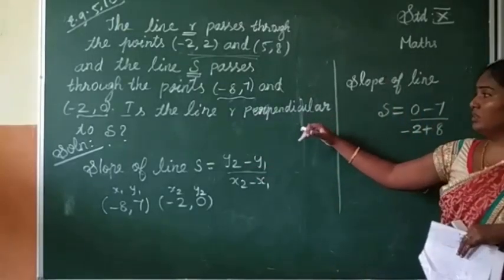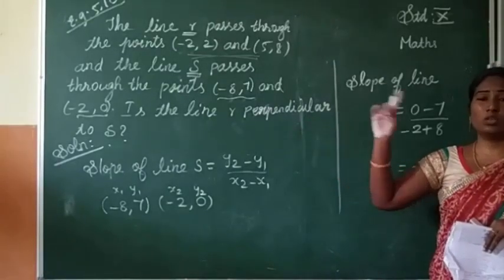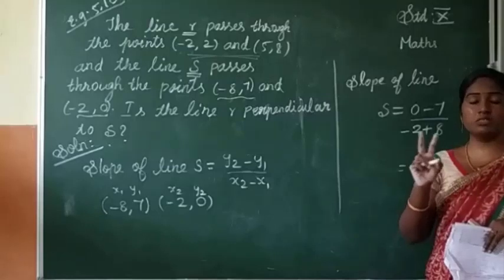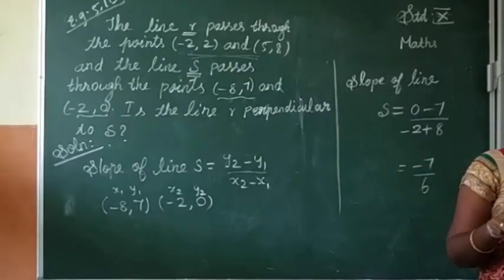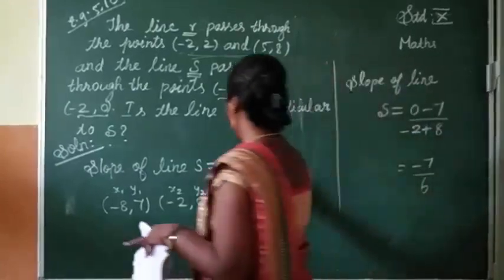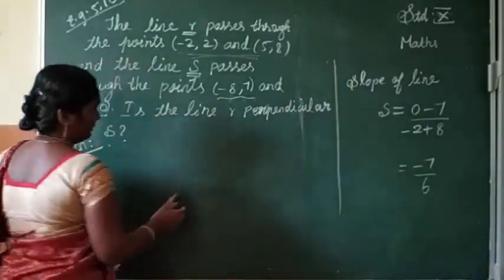What is the condition for two lines to be perpendicular? If you multiply the slope values of the given two lines, it will give the answer minus 1. Then we can say the given lines are perpendicular lines. So now we are going to check whether the two lines are perpendicular or not.